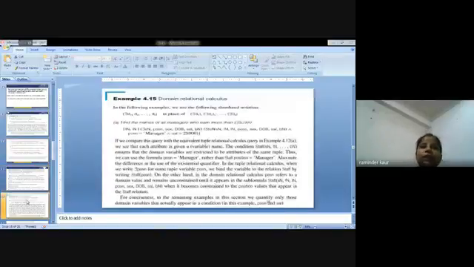So have a look at the example in domain relational calculus. Find the names of all the managers who earn more than 25,000 rupees.